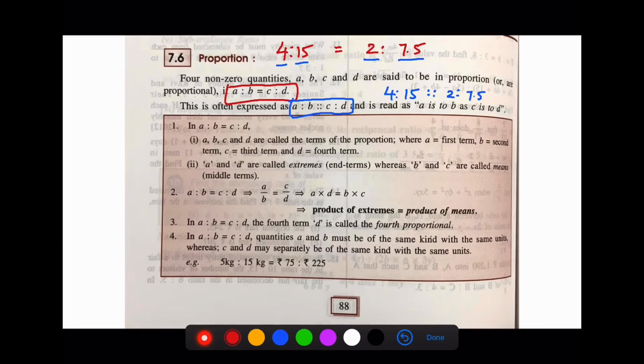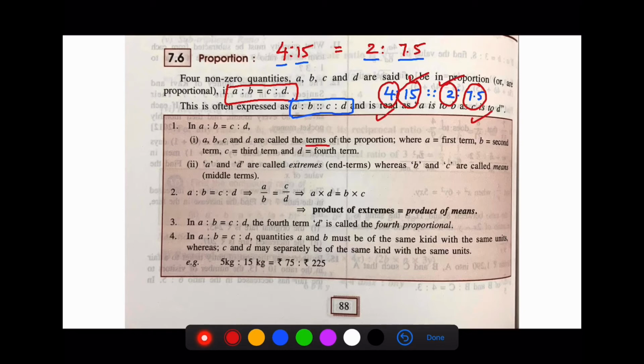It says if we have a proportion like this A, B, C, D, then A, B, C, D are the terms of the proportion, where A is the first term, B is the second term, like that. So in this proportion, 4 is the first term, 15 is the second term, 2 is the third term and 7.5 is the fourth term. And A and D are called extremes. So 4 and 7.5 will be called extremes, whereas B and C are called means. So 15 and 2 would be means.